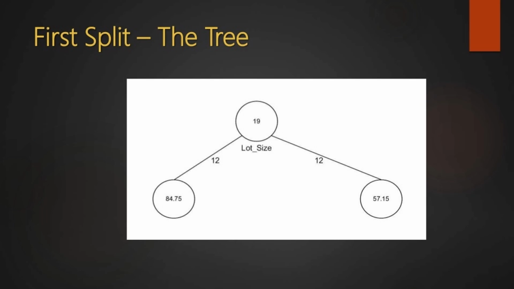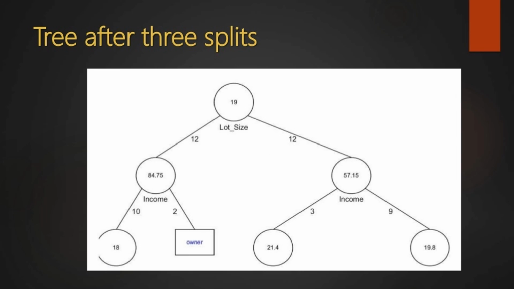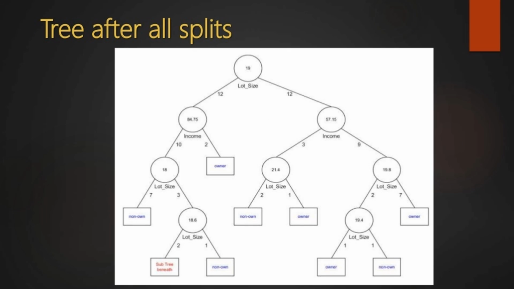First split of the tree. This is the example of the first split, where the data are divided. The CART model divides the tree branches into two splits. Tree after three splits. Tree after all splits.